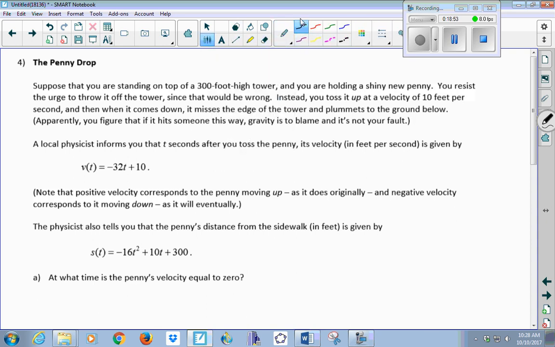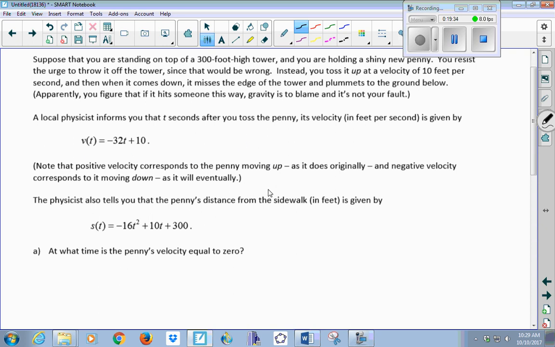Mathematicians have strange humor. A local physicist informs you that t seconds after you toss the penny, its velocity in feet per second is given by this particular function. V of t is equal to negative 32 times t plus 10. So you tell me a value for t, and I'll tell you the velocity of the penny at that particular time. Note that positive velocity corresponds to the penny moving up, as it does originally when you toss it in the air, and negative velocity corresponds to it moving down, as it will eventually.